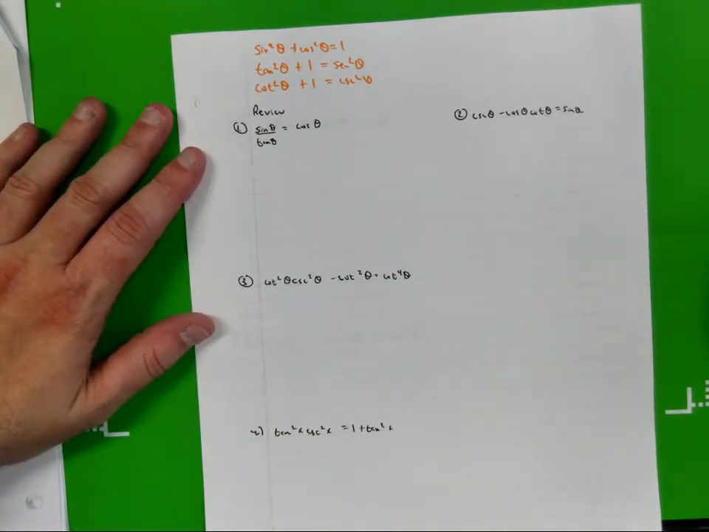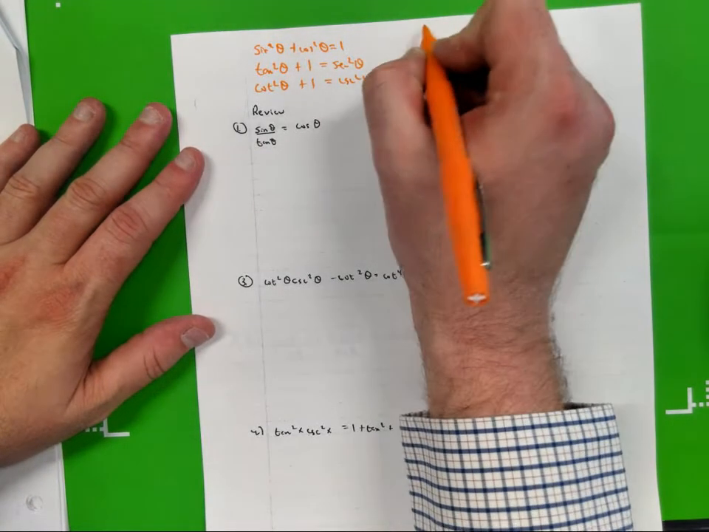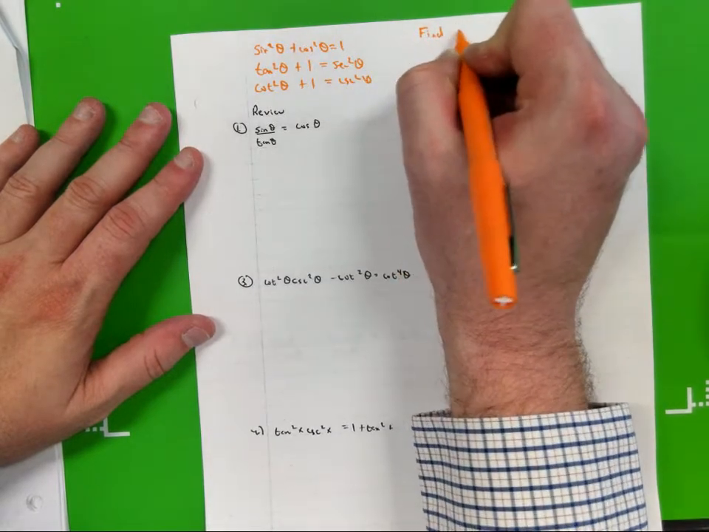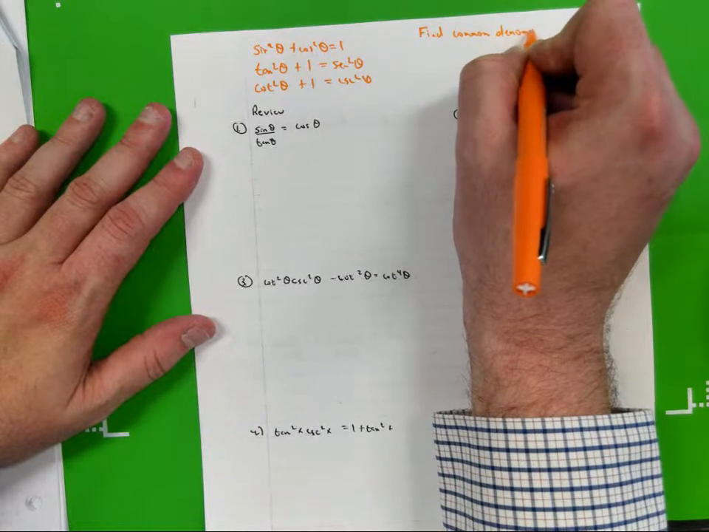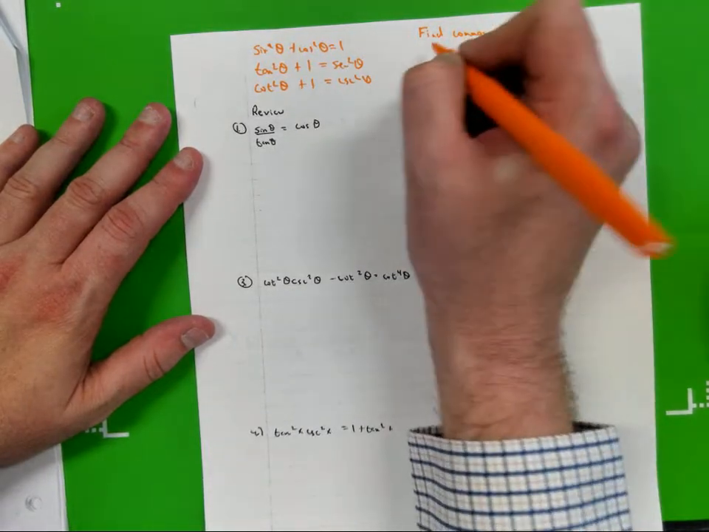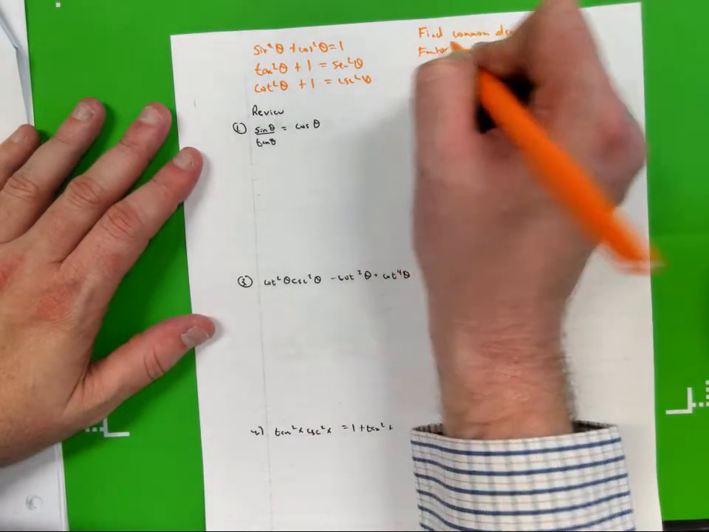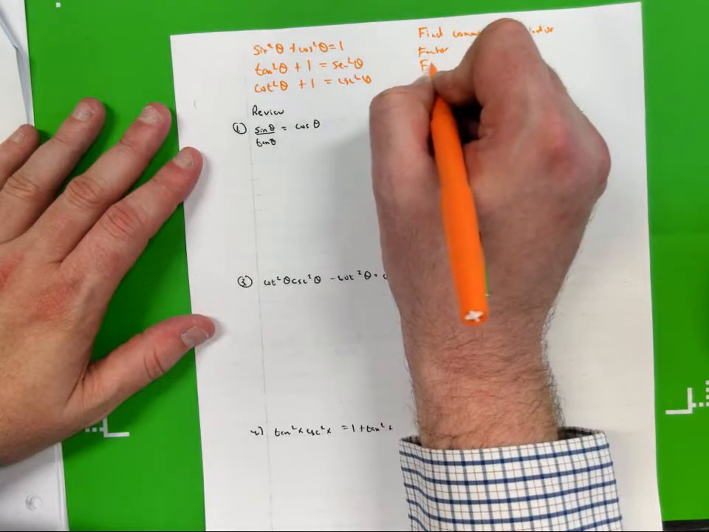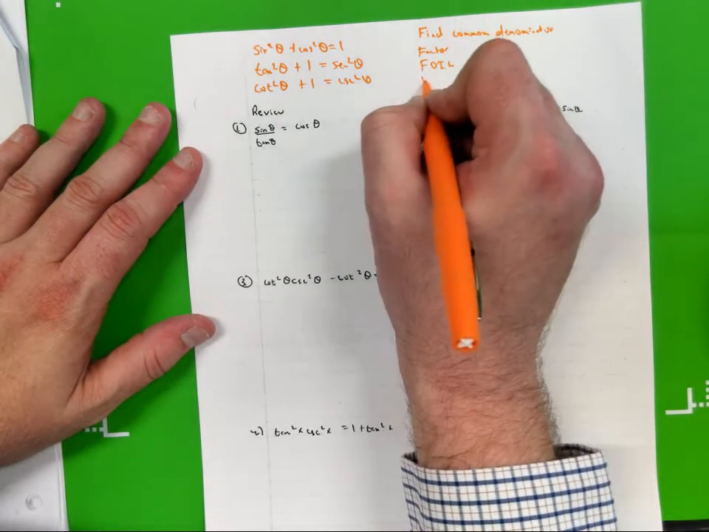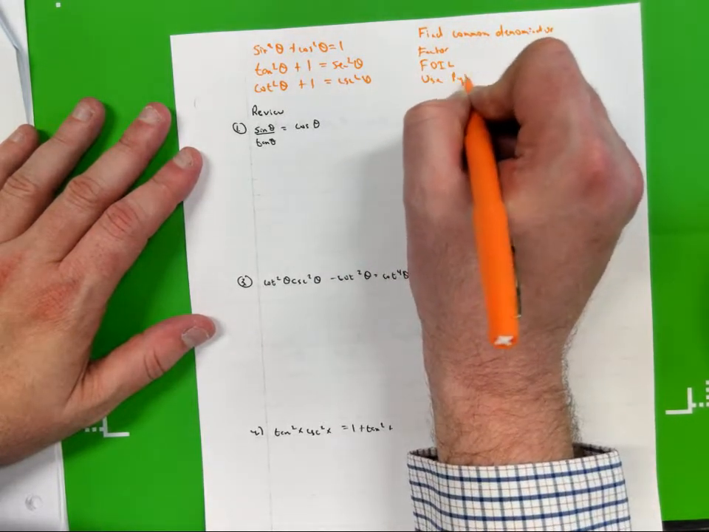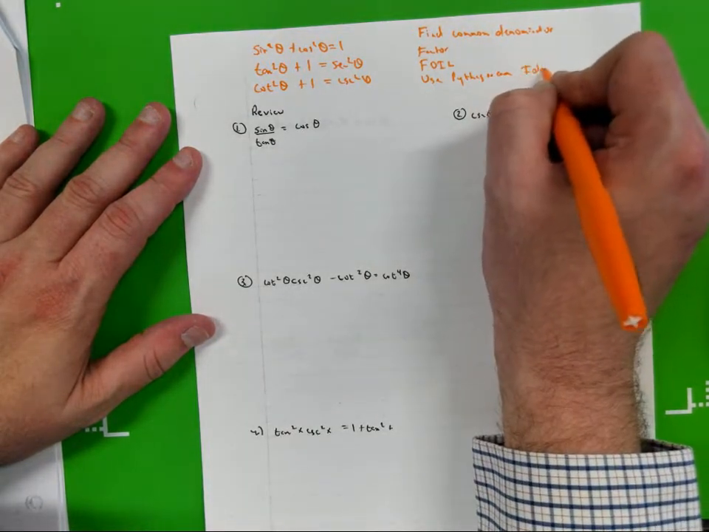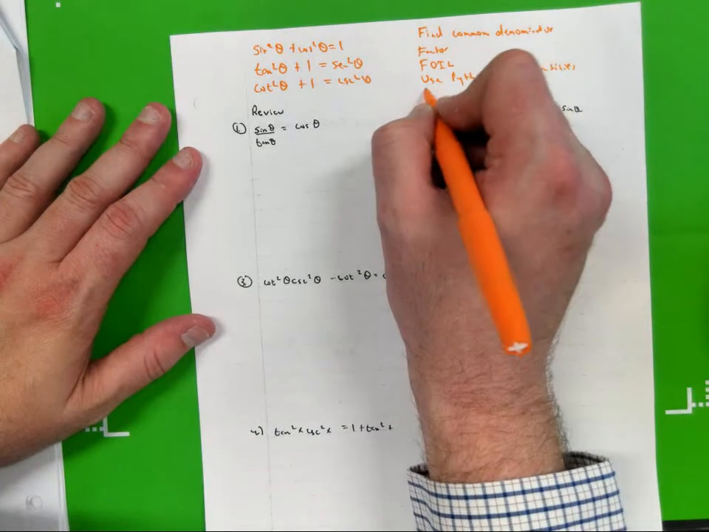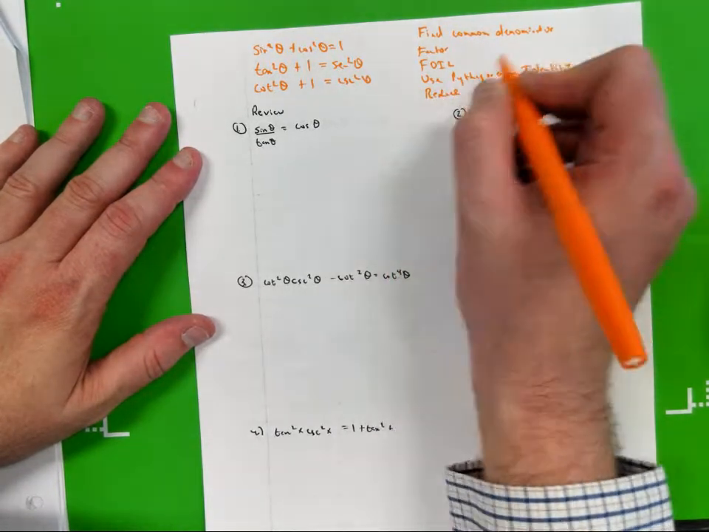Okay, some of you might need to write your toolkit strategies. Find a what? Common. That's one strategy. Factor is another. What's another one? Foil. What's another one? You use identities. You use Pythagorean identities. I know what the term is, but basically reduce to sine and cosine.